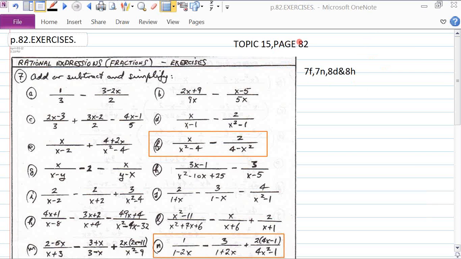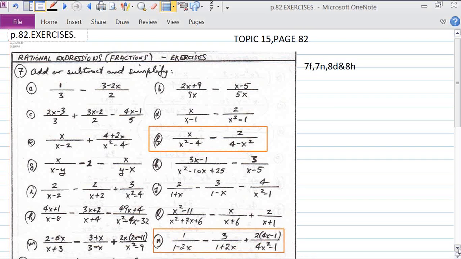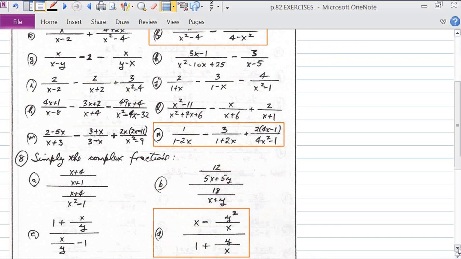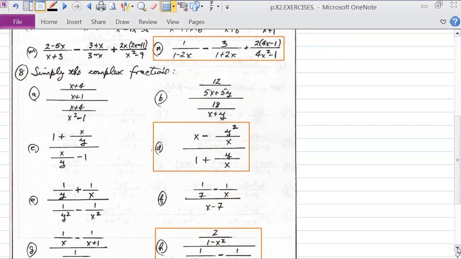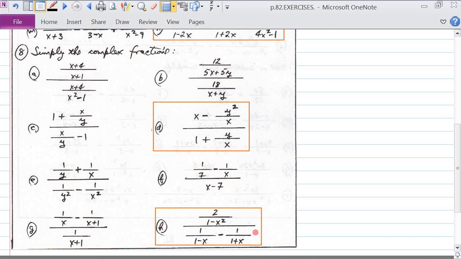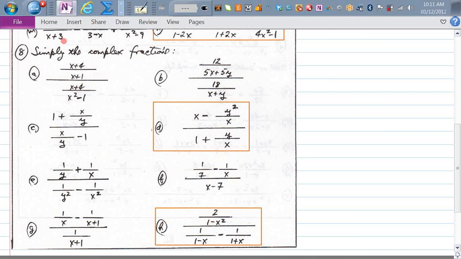We're on page 82. The problems that we're going to do are 7F and 7N here, and we're going to do 8D and finally 8H. So 8D and 8H.